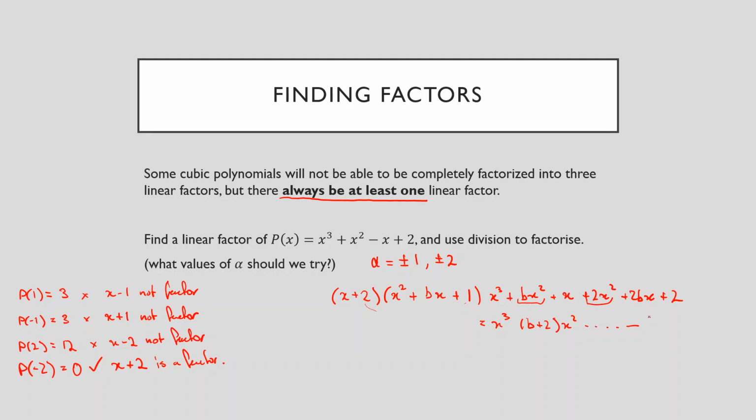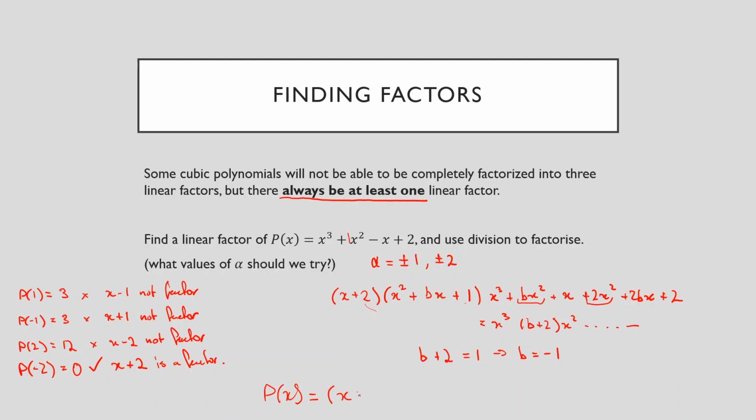plus a whole bunch of stuff. And we actually don't need to know anything else because we know that the coefficient of the x squared term is 1. So that tells us that b plus 2 equals 1. And so that tells us that b equals -1.